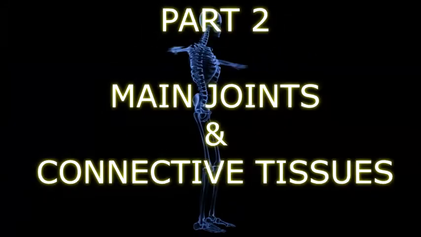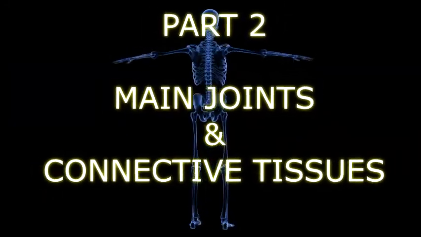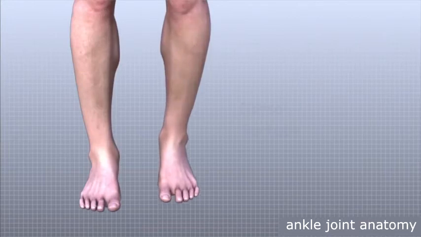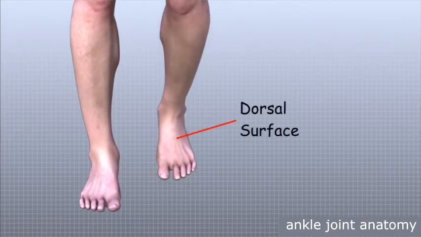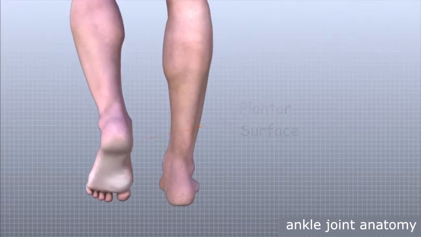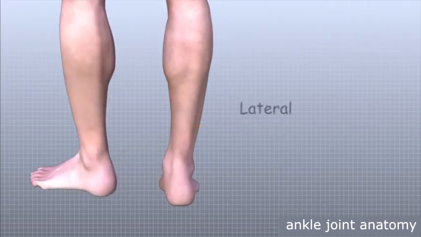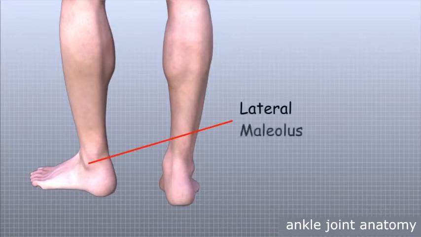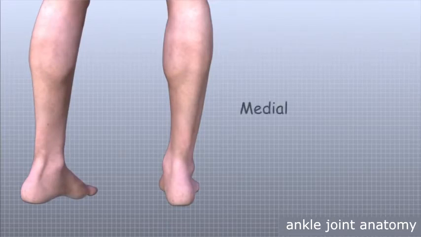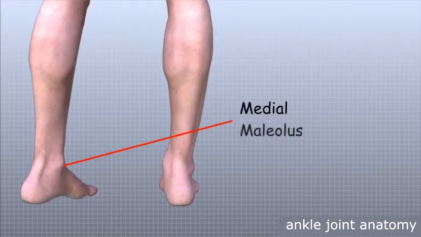Now let us see the main joints and connective tissues. The top of the foot is referred to as the dorsal surface. The sole of the foot is the plantar surface. The outside of the foot is referred to as the lateral side. The bony bump on the lateral side is called the lateral malleolus. The inside of the ankle is referred to as the medial side. The bony bump on the medial side is called the medial malleolus.